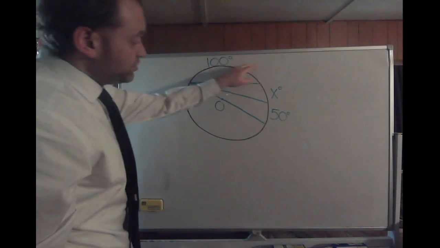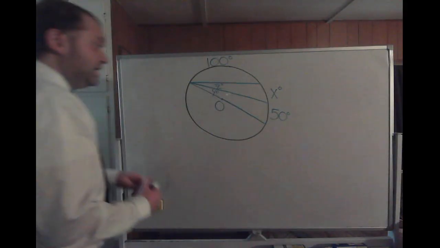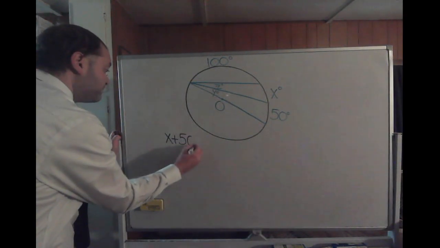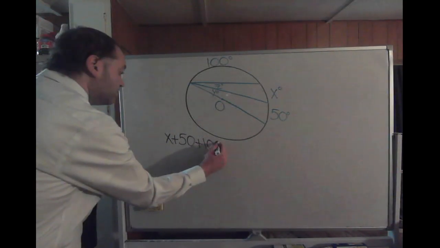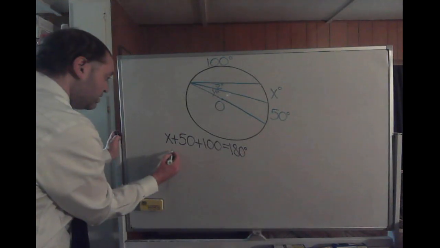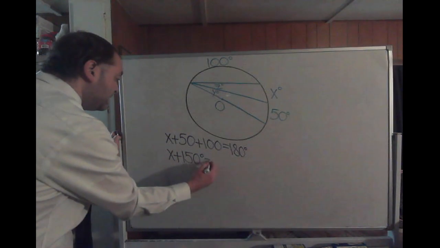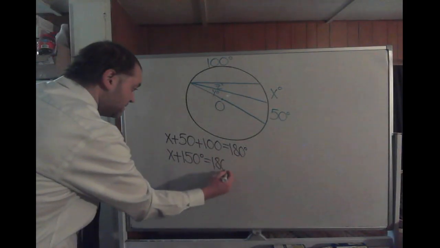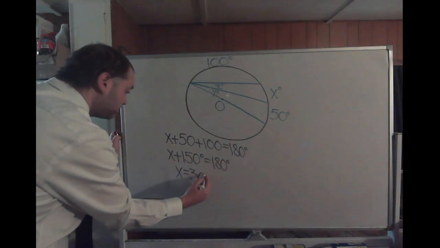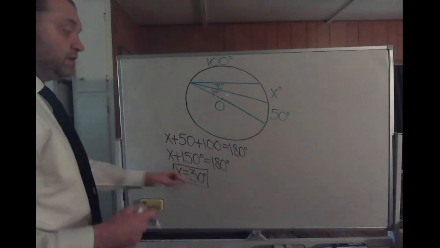If the 100 plus x plus 50 have a combined measure of 180 degrees, it's easy to solve for x. Take x plus 50 plus 100 and set that equal to 180 degrees, since that's the measure of a semicircle. That gives x plus 150 degrees equals 180 degrees, which means x would equal 30 degrees. So the arc measure for x is 30 degrees.